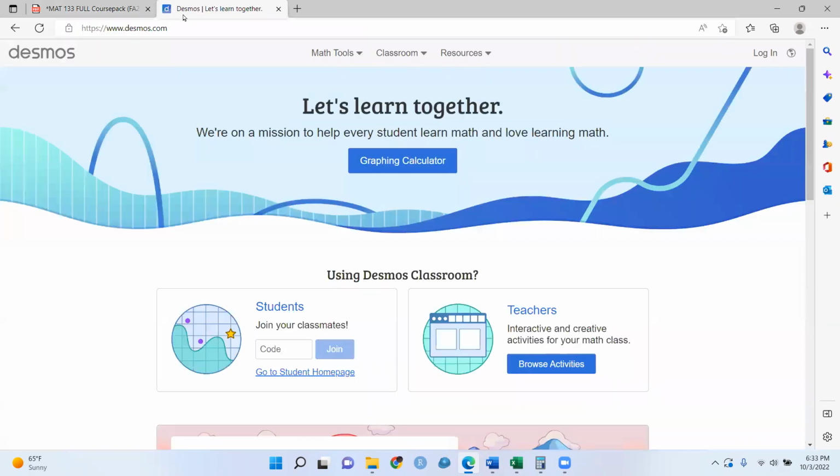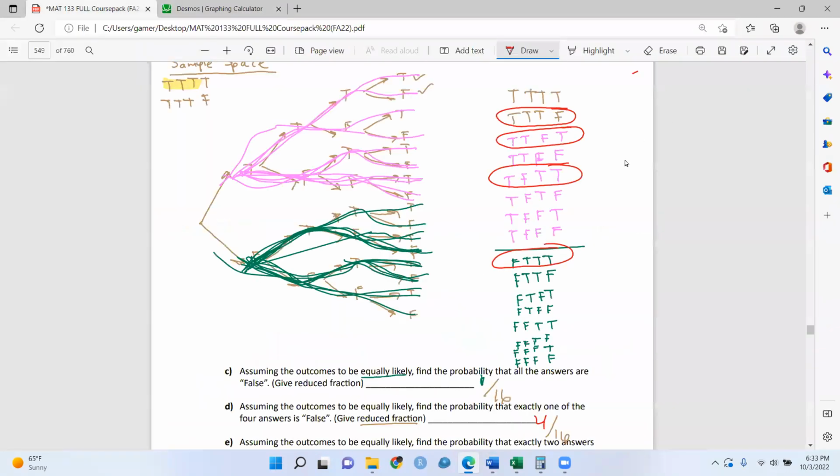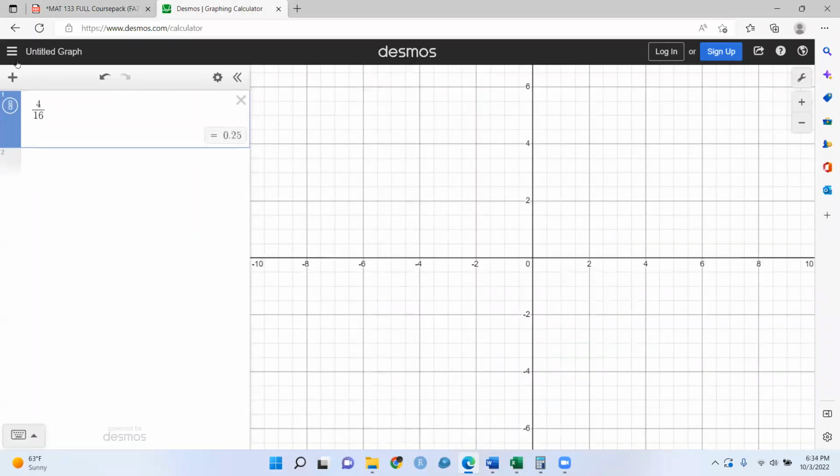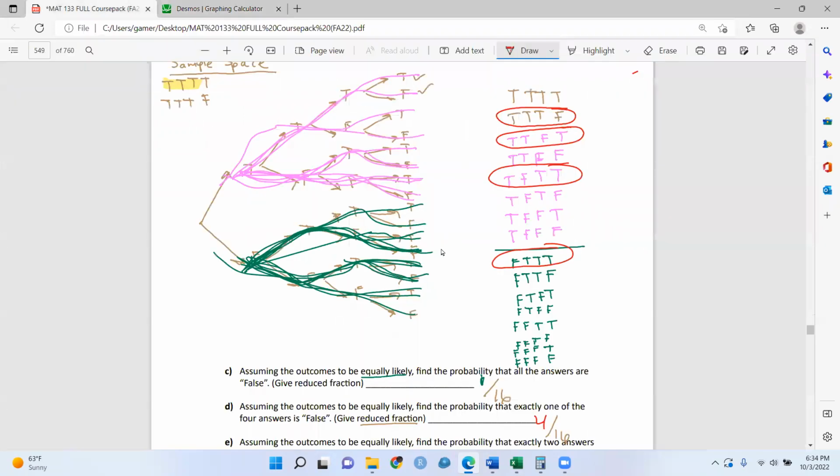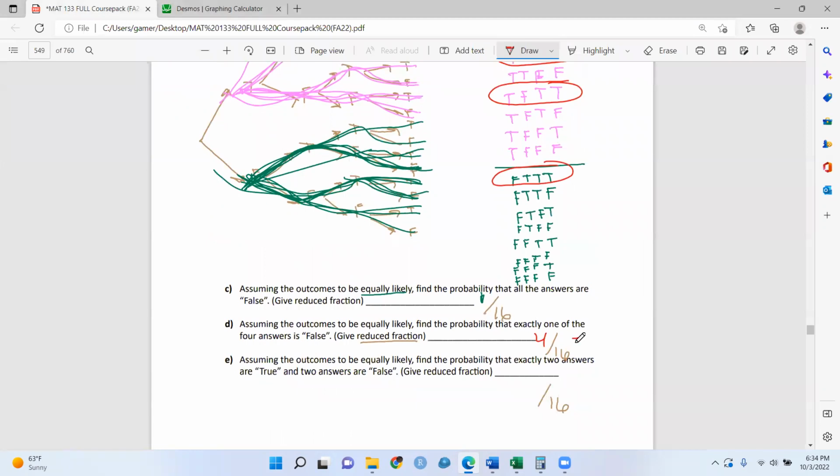If you don't like reducing, it does say you have to reduce, then go to Desmos, type 4 divided by 16, and click this little button on the side, and you get your 1/4. This little fraction button. So the 1/4 is the answer for D. C is 1/16, because there's only one option where all 4 questions were answered false. D is 4/16.